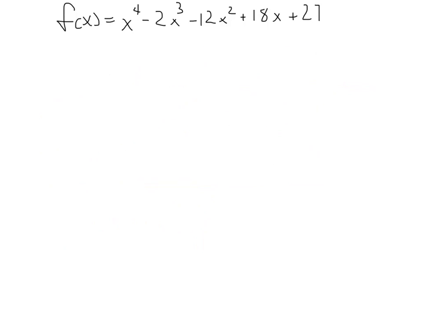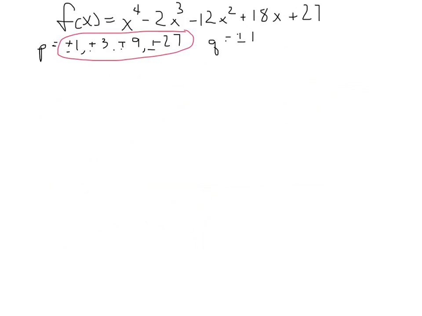So let's consider this polynomial. F of x is equal to x to the 4th minus 2x cubed minus 12x squared plus 18x plus 27. And we're going to try to factor this using the rational roots theorem. So we'll choose our p-values to be factors of the constant term. So factors of 27 include positive and negative 1, positive and negative 3, positive and negative 9, and positive and negative 27. And q will be factors of the leading coefficient, which is 1, so those are just plus or minus 1, making the rational roots just these p-values. These are my possible rational roots right here.